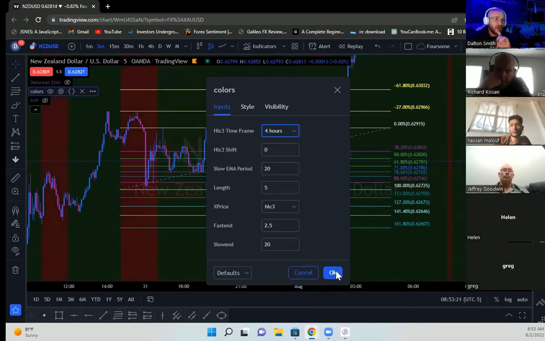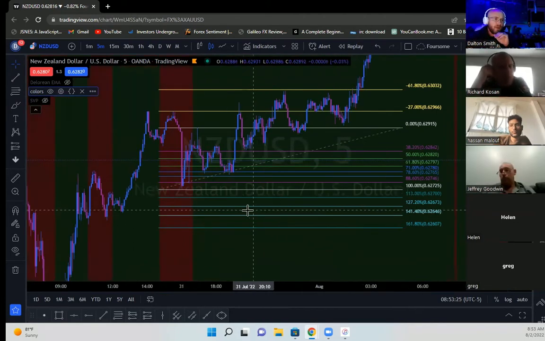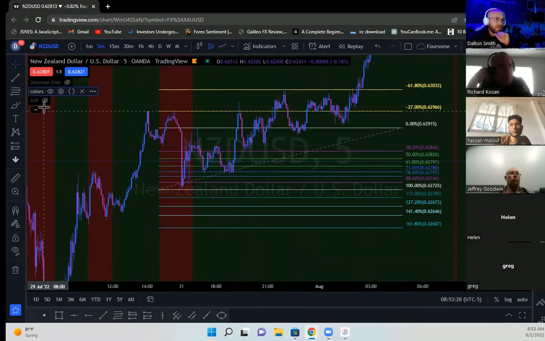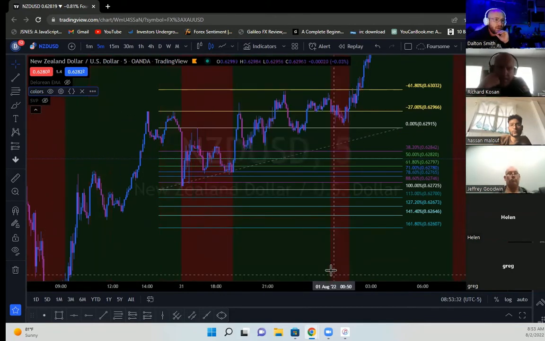That only works on the 5-minute time frame. I'm sure it's accurate on other time frames. I'm just saying on this time frame. You see right there on 4 hours, it doesn't line up right. So I'm always going back and forth. Let's go back to the 45-minute time frame. There you go. It lines up perfectly with the 78.